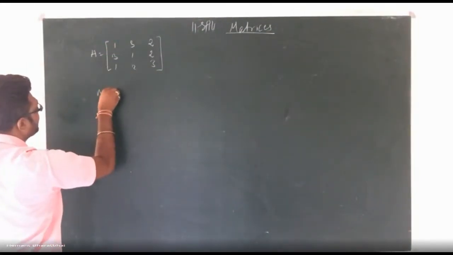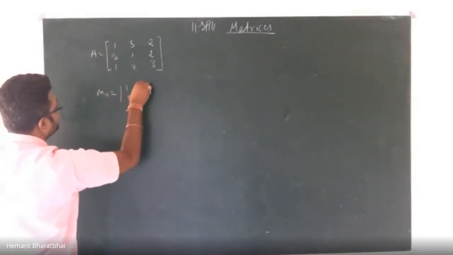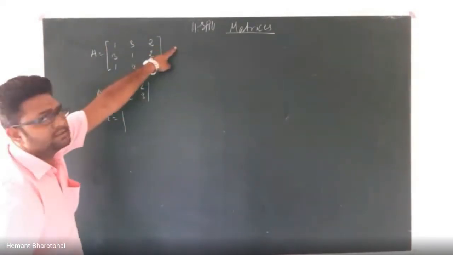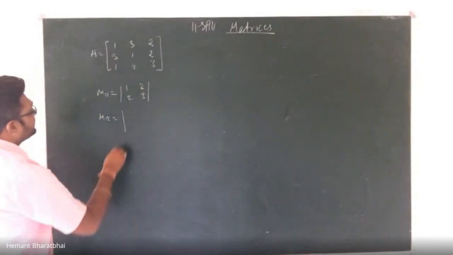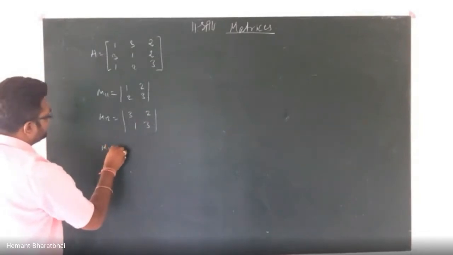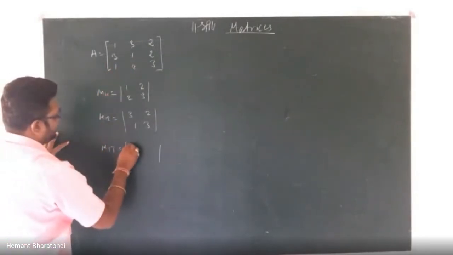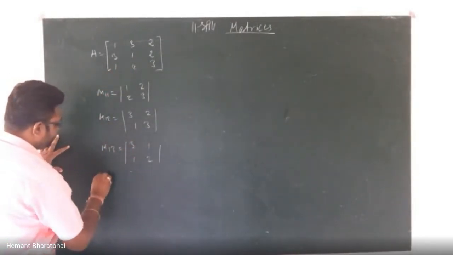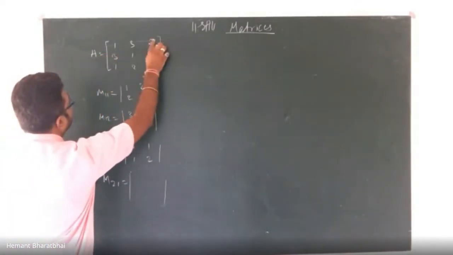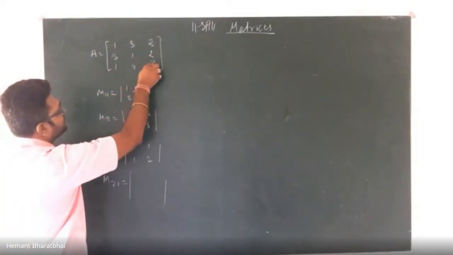So M11. Cancel the first row and first column. What remains is 1, 2, 2 and 3. Then M12. Cancel the first row and second column. What remains is 3, 2, 1 and 3. Then M13. Cancel the first row and third column. What remains is 3, 1, 1, 2. Then M21. Now you will have to cancel row number 2 and column number 1. The elements which remain are 3, 2, 2 and 3.